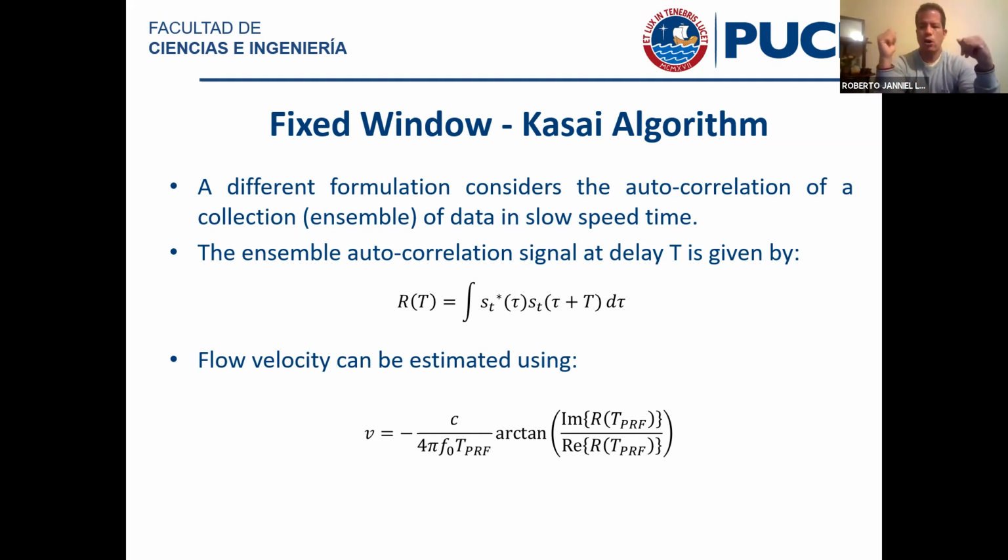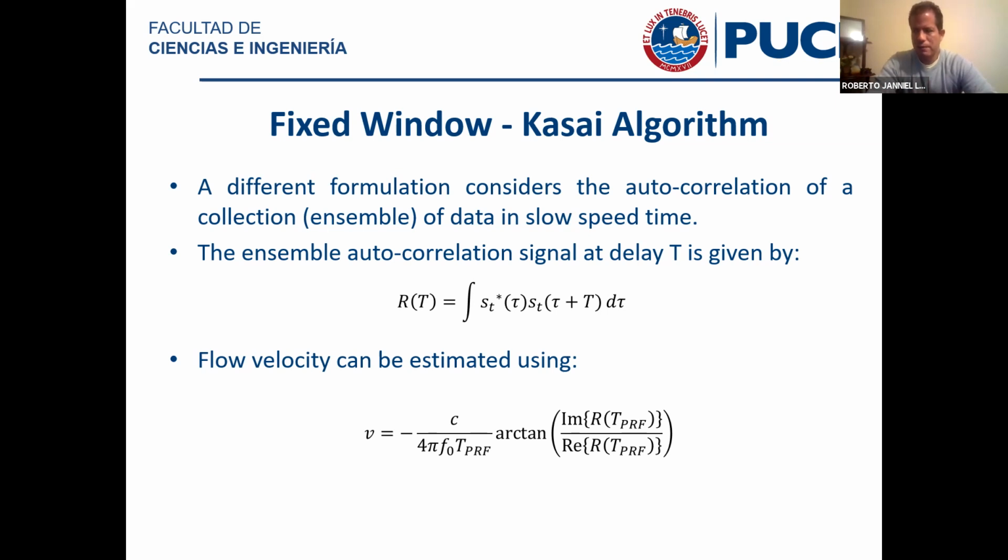When this becomes a discrete counterpart, it means that we have the signal composed of the slow time profiles, and then we grab that signal, shift it by one sample, and calculate the autocorrelation.